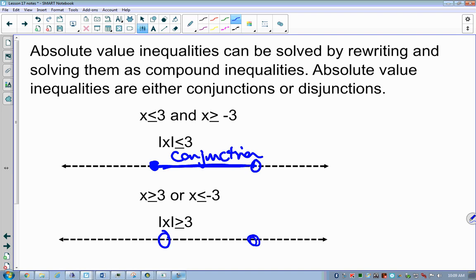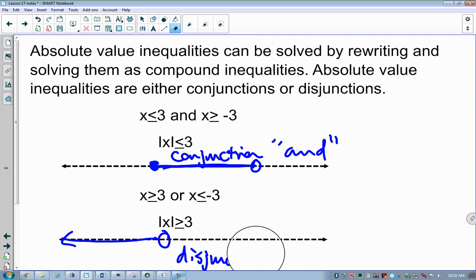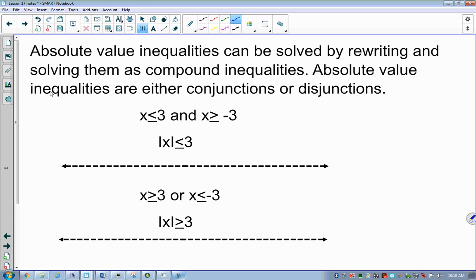So a disjunction, I'll show that down here. It could be open or closed, doesn't matter, but what I'm getting is arrows going away from each other. That is a disjunction. Conjunctions use the word and. Disjunctions use the word or. It's this or that, not together. If it's this and this, that's where I'm filling everything in between. Does that make some sense? Hopefully. All right, so I'm going to erase this for now, but hopefully you'll remember that.